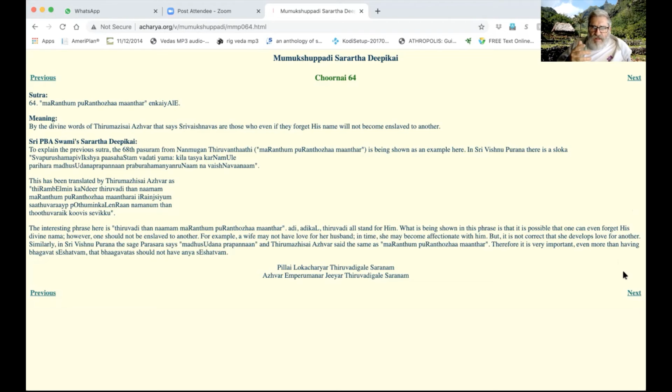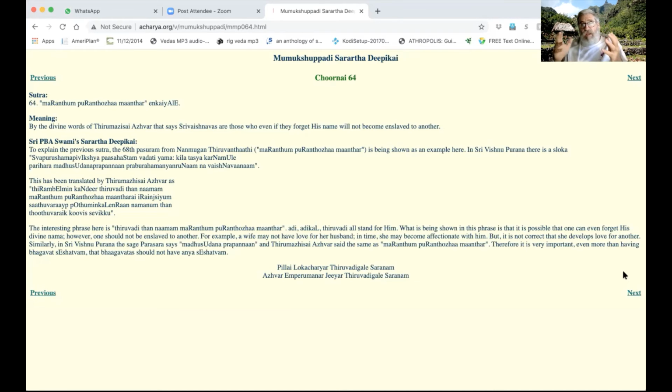For example, a wife may not have love for her husband. Okay, this is another example he's giving here. A wife may not have exactly great love for her husband. In time, she may become affectionate with him, especially in a fixed marriage situation where people are contracted to marry another person. So eventually she becomes affectionate toward him. But it is not correct to say that she develops a love for another. Even if a woman doesn't fully love her husband intensely in the beginning, after some time she may love him more, but at least she is chaste and she doesn't love another person, right? So that is the idea.